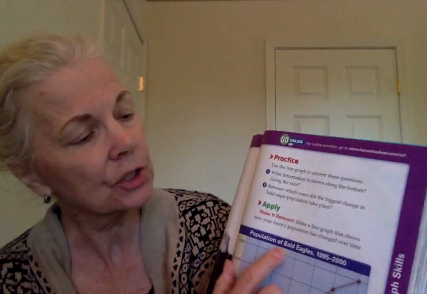Okay, so we're going to go through the steps. Read the title to learn what the graph shows. Remember I told you in math, always read the title. And then we're going to read the labels. So the title is Population of Bald Eagles from 1995 to 2000. So that's a 5-year span. Number 2, read the labels along the bottom and side of the graph. They tell what the numbers represent, what they stand for.